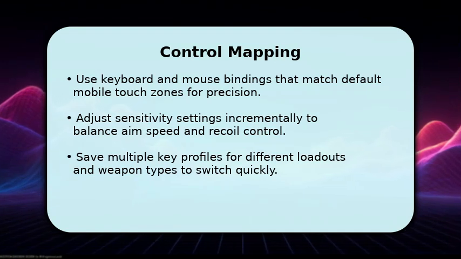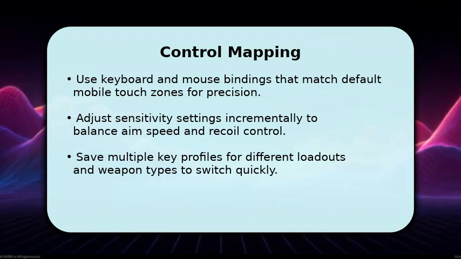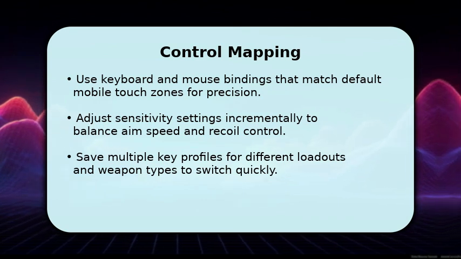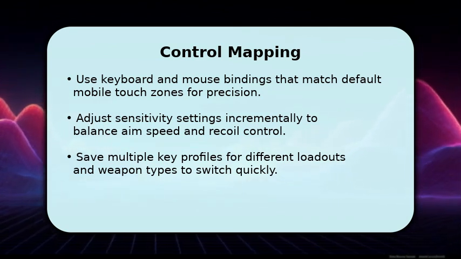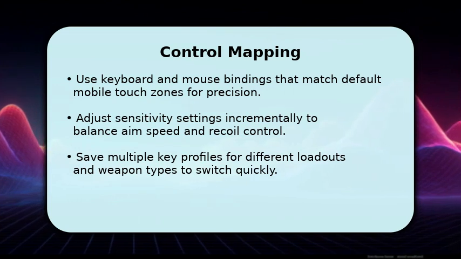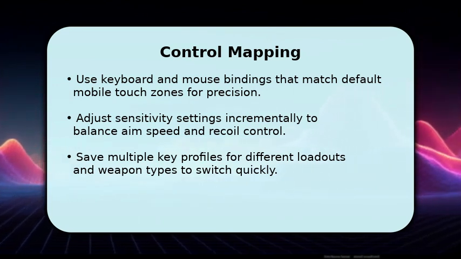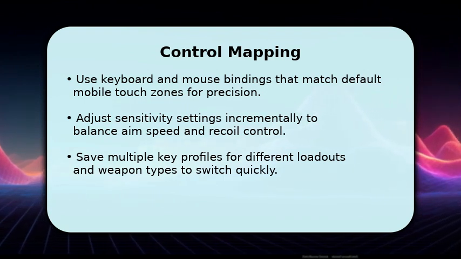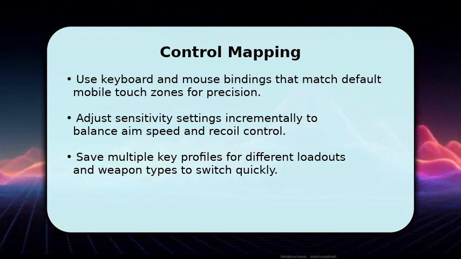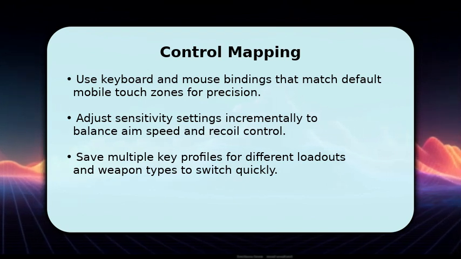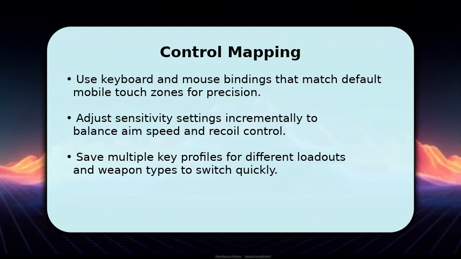Map touch zones to keyboard keys and mouse clicks, then test each binding in a practice lobby for natural movement. Start with common keys for movement and weapon swaps, and assign aim and fire to separate buttons for better control. Fine-tune sensitivity and dead zones until aiming feels consistent, then save the profile. Repeat for different weapon types so you can swap control setups instantly when needed during matches.